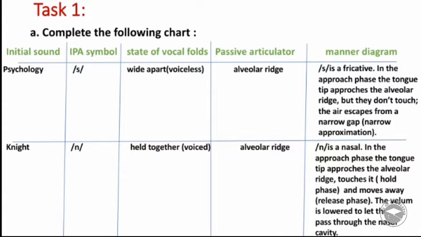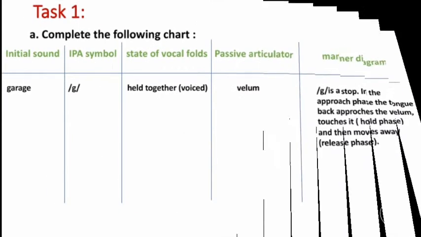Of course, here we have both the oral and the nasal cavity. In the approach phase, the tongue tip approaches the alveolar ridge, touches it in the hold phase, and moves away in the release phase. The velum is lowered to let the air pass through the nasal cavity.